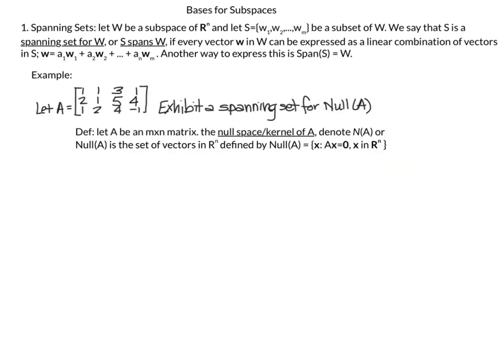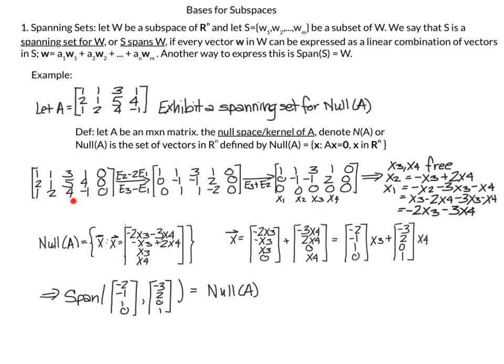Our next example is, given a matrix A, we want to exhibit a spanning set for the null space of A. And just as a reminder, I have the definition of the null space or the kernel of A, and those are the vectors x such that Ax is equal to 0.